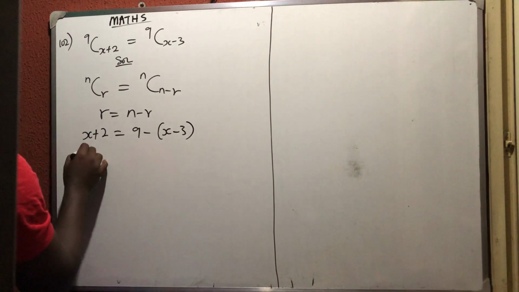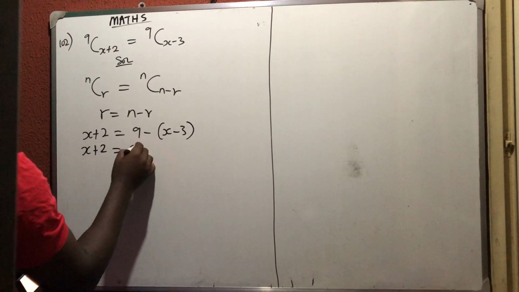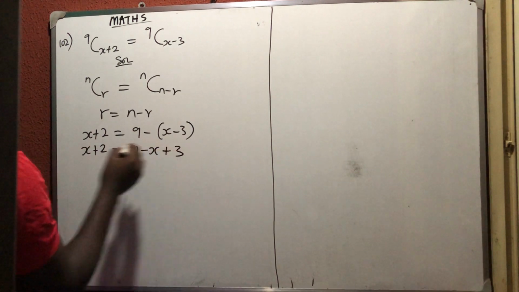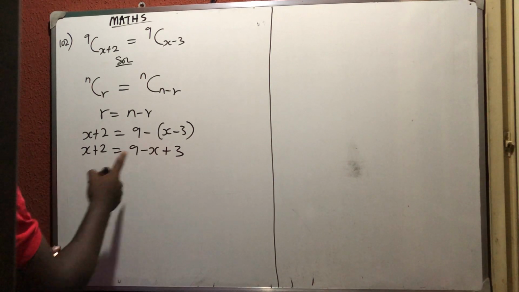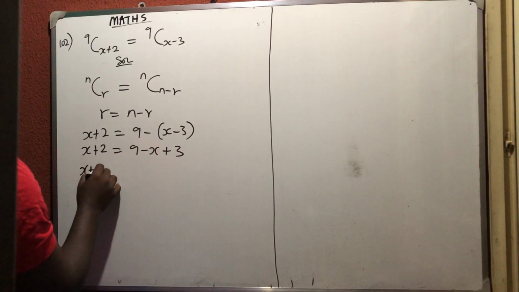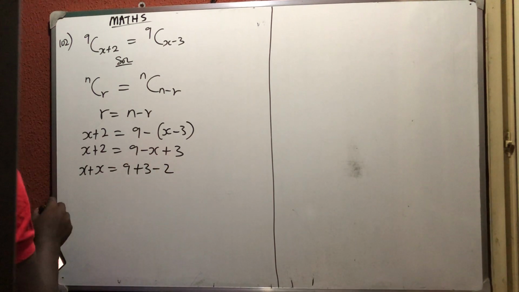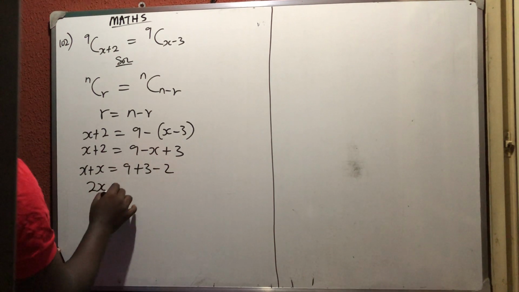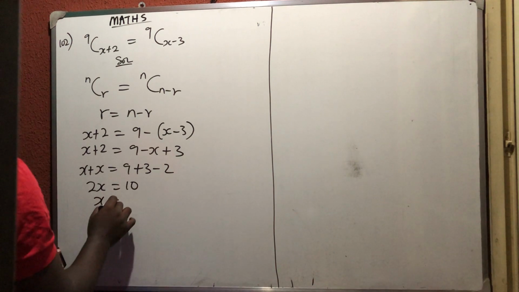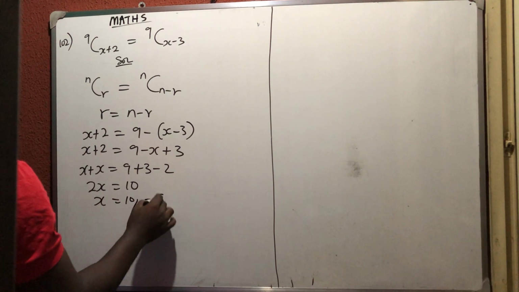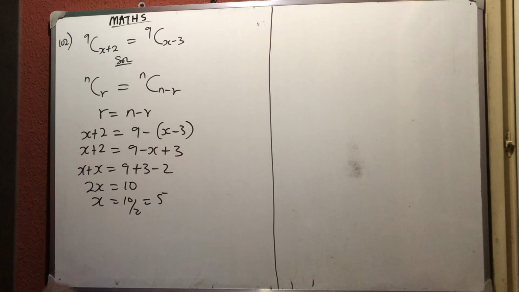So what do we have now? x plus 2 is equal to 9 minus x plus 3. Is it not true? So what do we have? Collect like terms to have x plus x is equal to 9 plus 3 minus 2. So what do we have now? 2x is equal to what? 10. So x is equal to what? 10 divided by 2, which is what? 5. As simple as that.